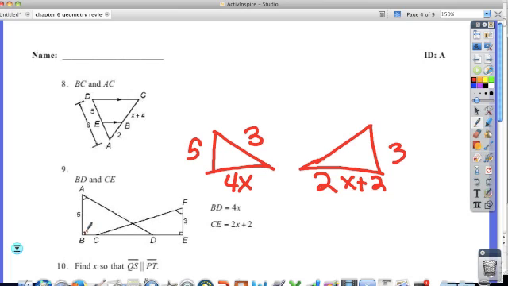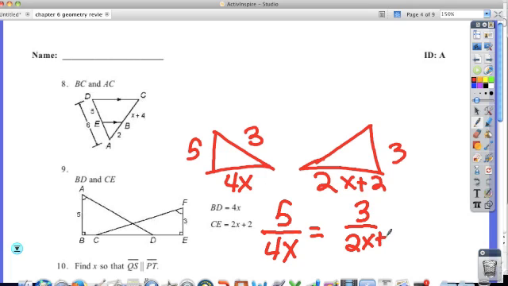Okay? So now I'm going to set this up as a proportion. You don't need all 3 numbers. You only need 2 corresponding side ratios, okay? So I'm going to set it up as 5 to 4x is going to correspond to 3 over 2x plus 2. I could have done 5 to 3 over 4x over 2x plus 2.